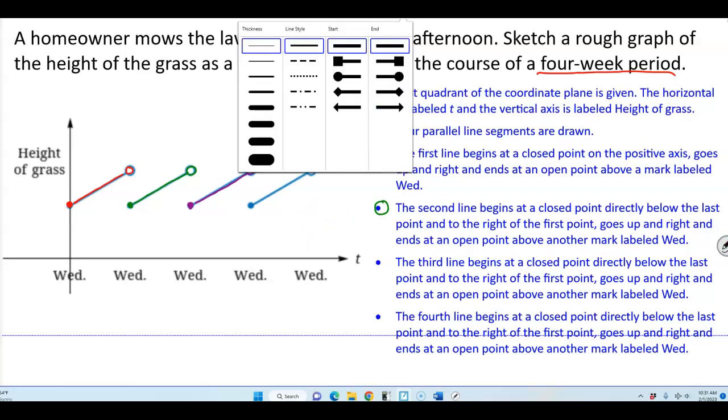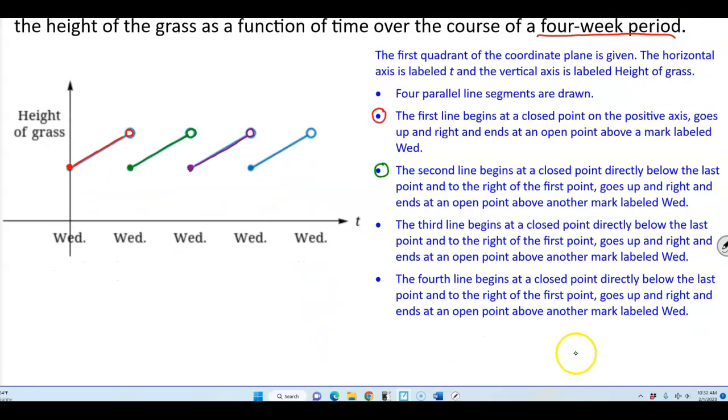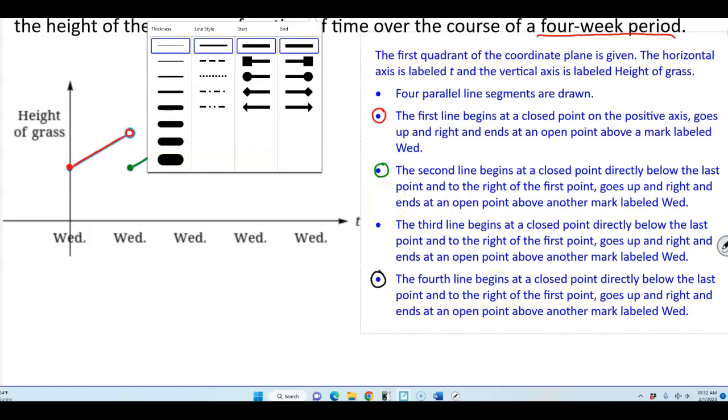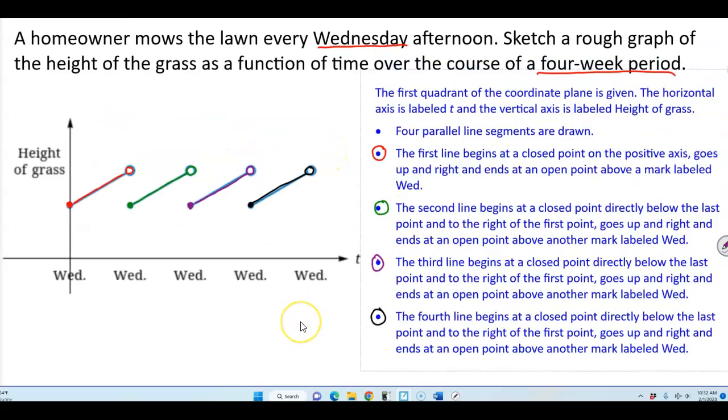Okay, and then we have our fourth line, which again begins at a closed point directly below the last point and to the right of the first point. And again, it goes up and right and ends at an open point above another mark labeled Wednesday. So therefore, this is going to be our fourth week. So again, here's our fourth week, and then let's label the third week. So this is our third week, and therefore there is our graph.